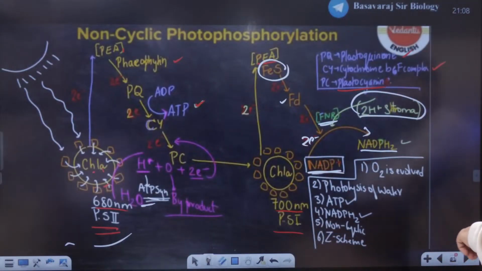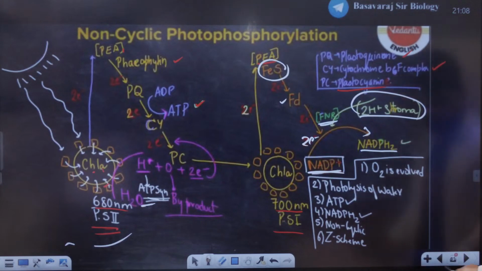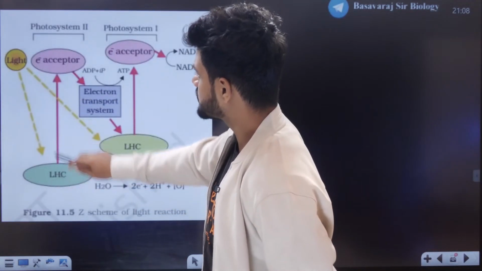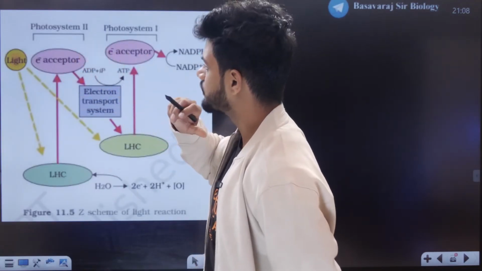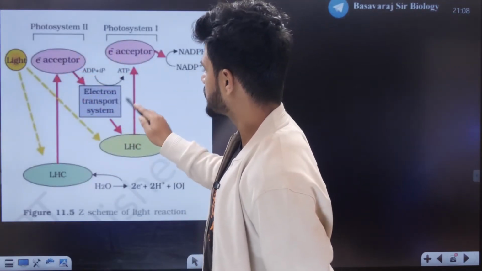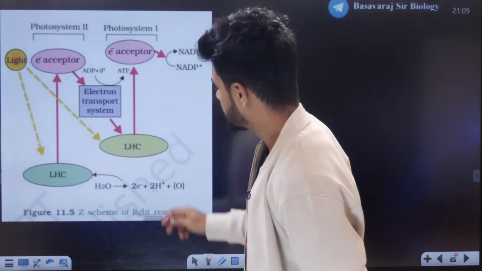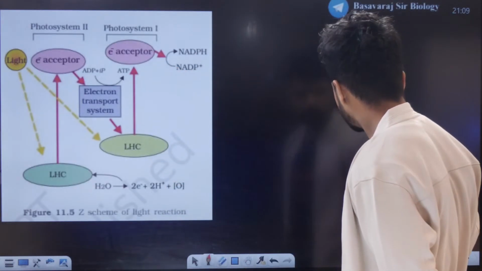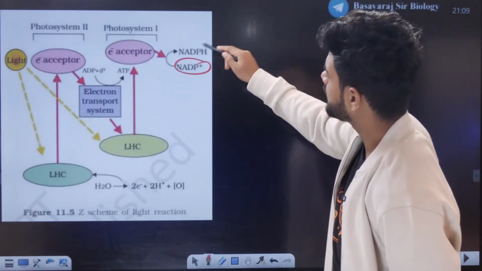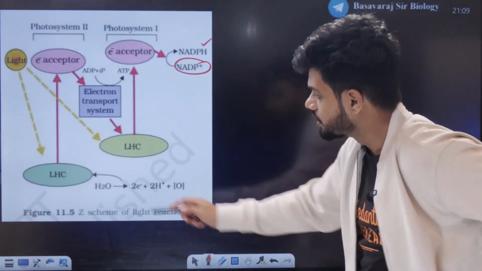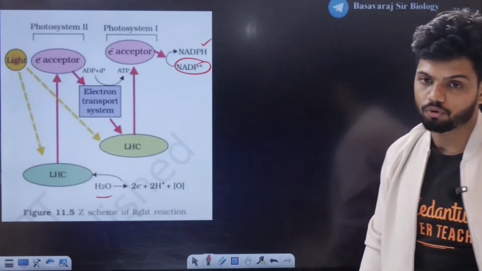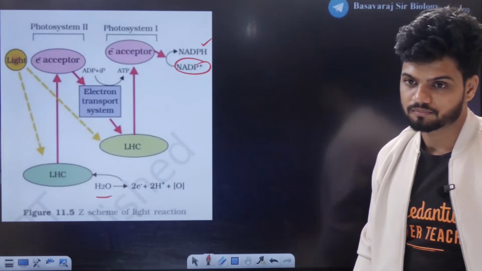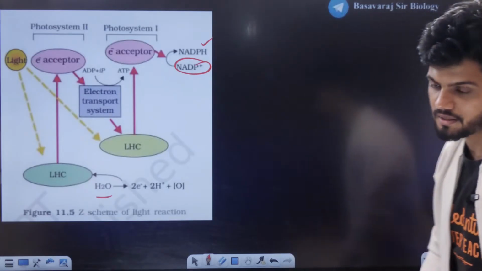Very easy, no? Tell me, students, very easy, no? See here. Light harvesting complex, photosystem 2, 1. Electron acceptor, transport system, PQ, Cyt, PC. Complex 2, finally to NADP+, NADPH. Here, photolysis of water is also happening. Crazy it is.